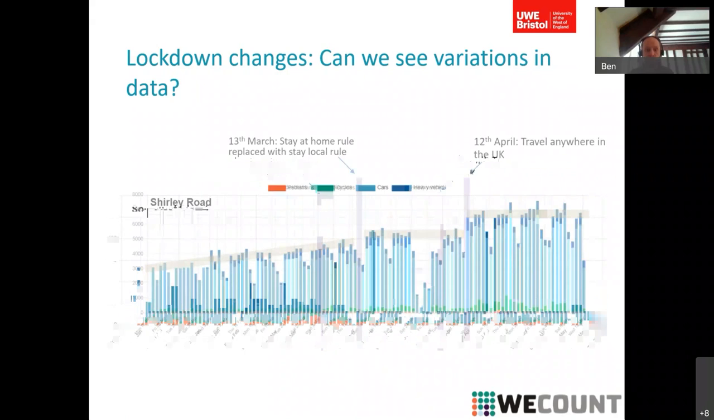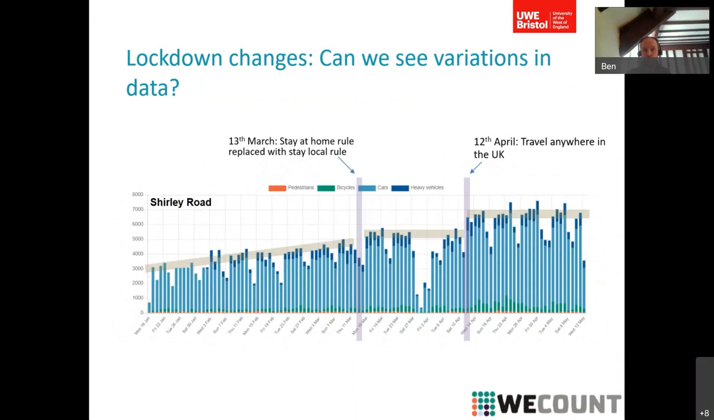On a really busy street, we started to see some patterns in the data. So when lockdowns were lifted, you could see the amount of traffic was returning at different stages. So using low-cost sensors, we were able to see the impact of lockdown changes on traffic movements in Cardiff on particular roads. So that was really interesting that we were able to do that with these types of sensors.